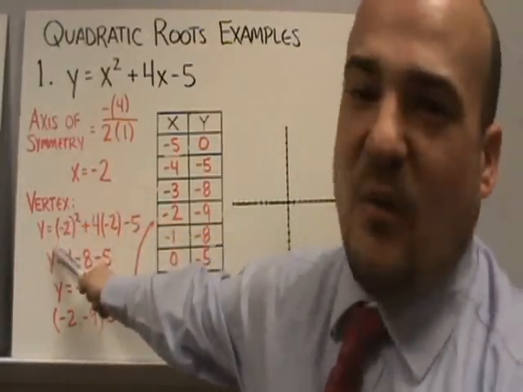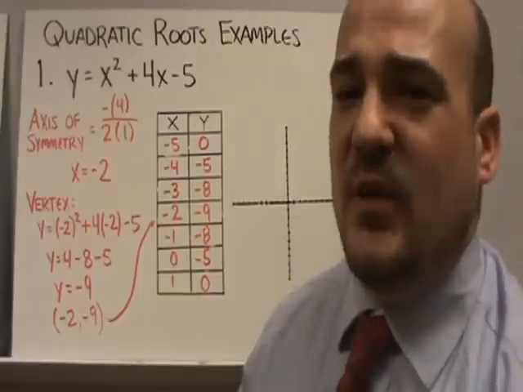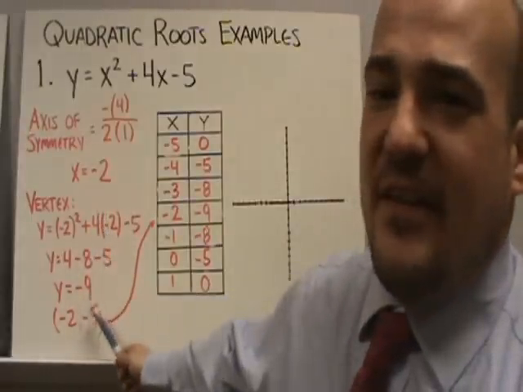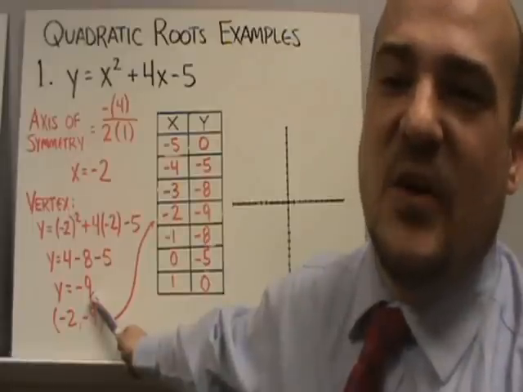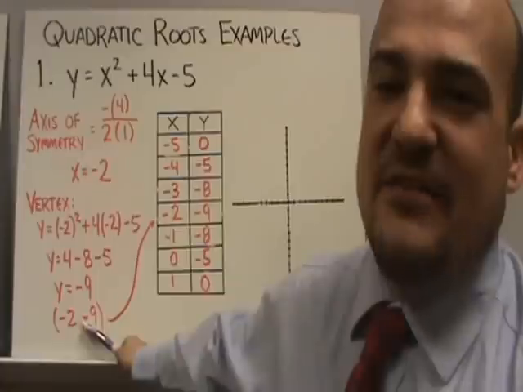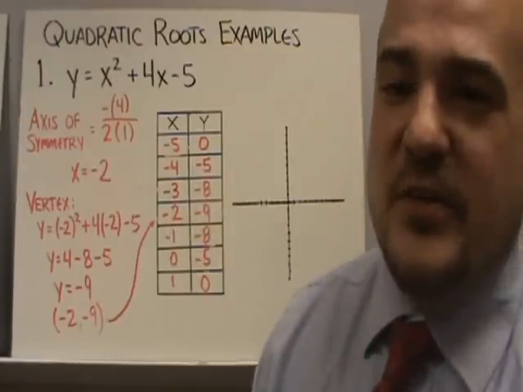And I use that to find the y value. I just plug in negative 2 into my quadratic equation. And when I do that, I find that the y value at negative 2 is negative 9. Okay, so the vertex then is negative 2 comma negative 9. And I put that over here into my table of values.